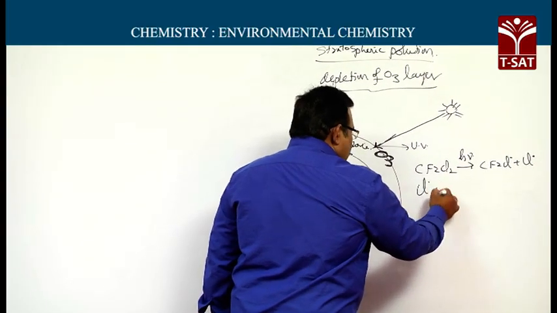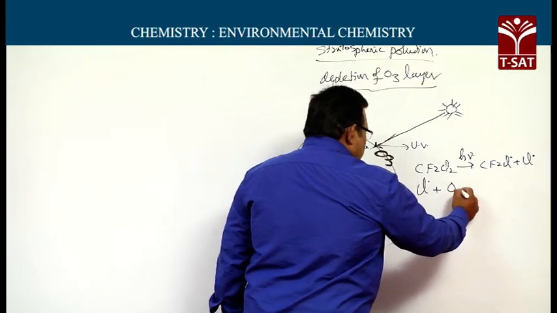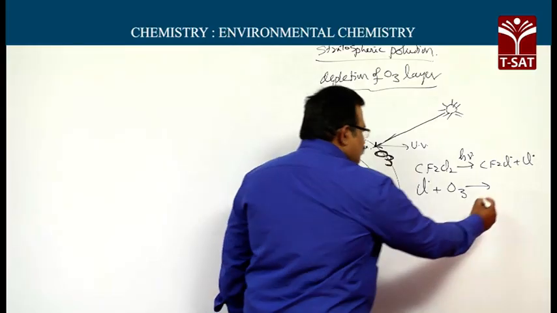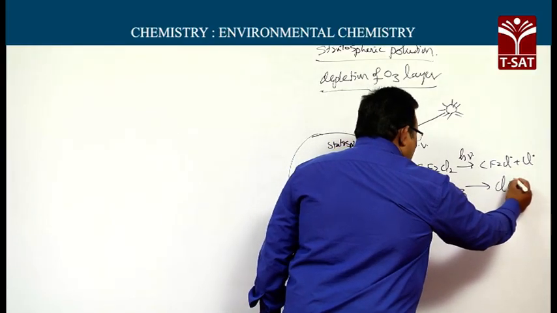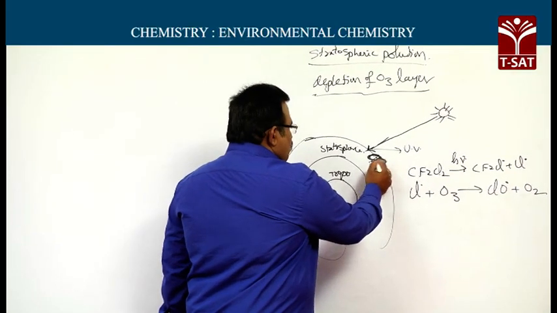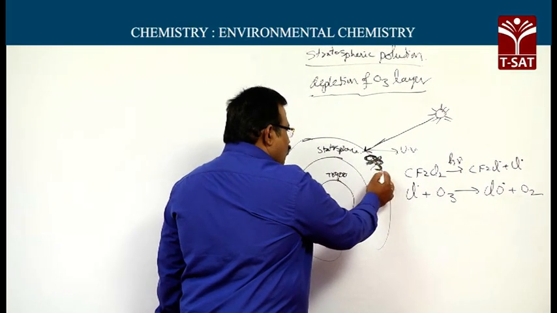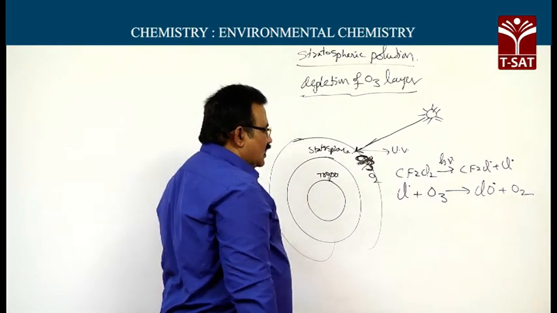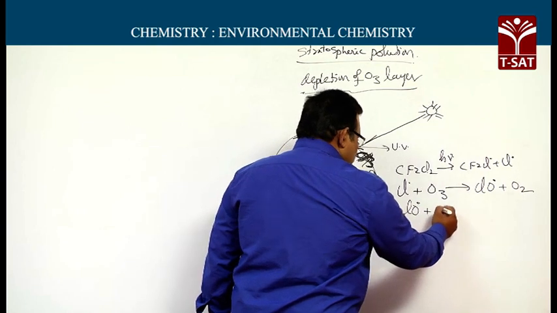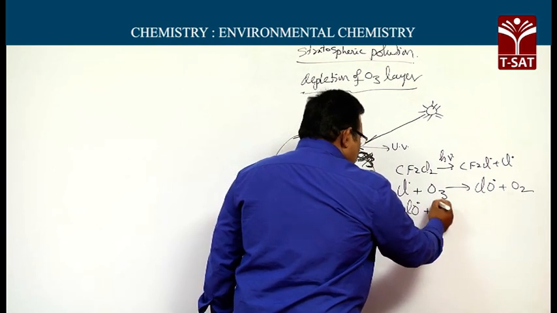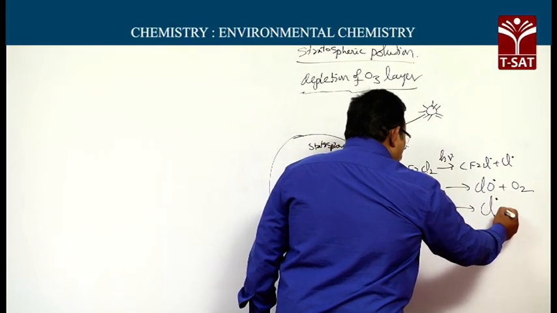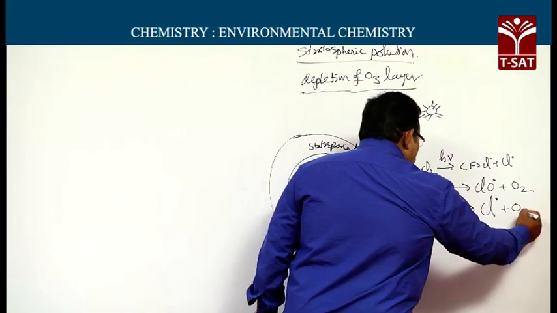The chlorine radical combines with the ozone molecule present in the ozone layer and forms another radical. There the ozone becomes O2. The ClO radical thus obtained reacts with nascent oxygen and gives one more chlorine radical, to give oxygen.